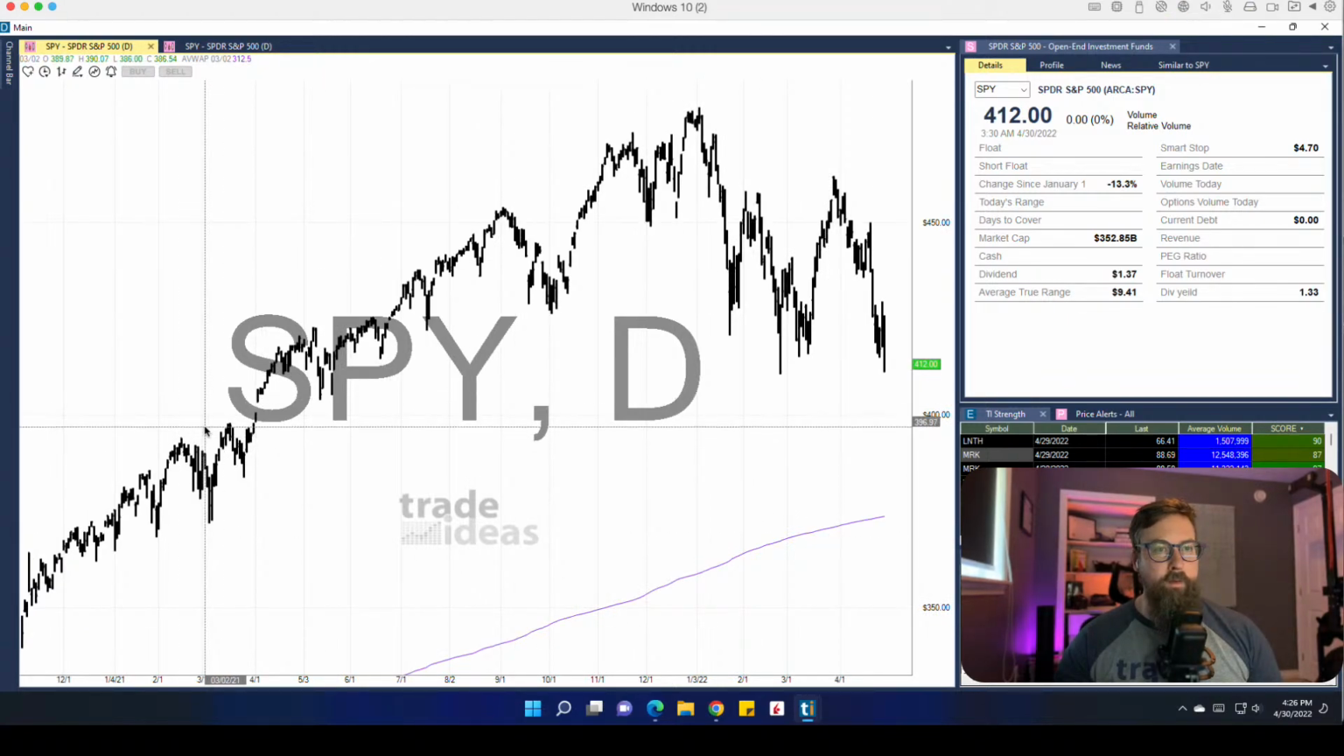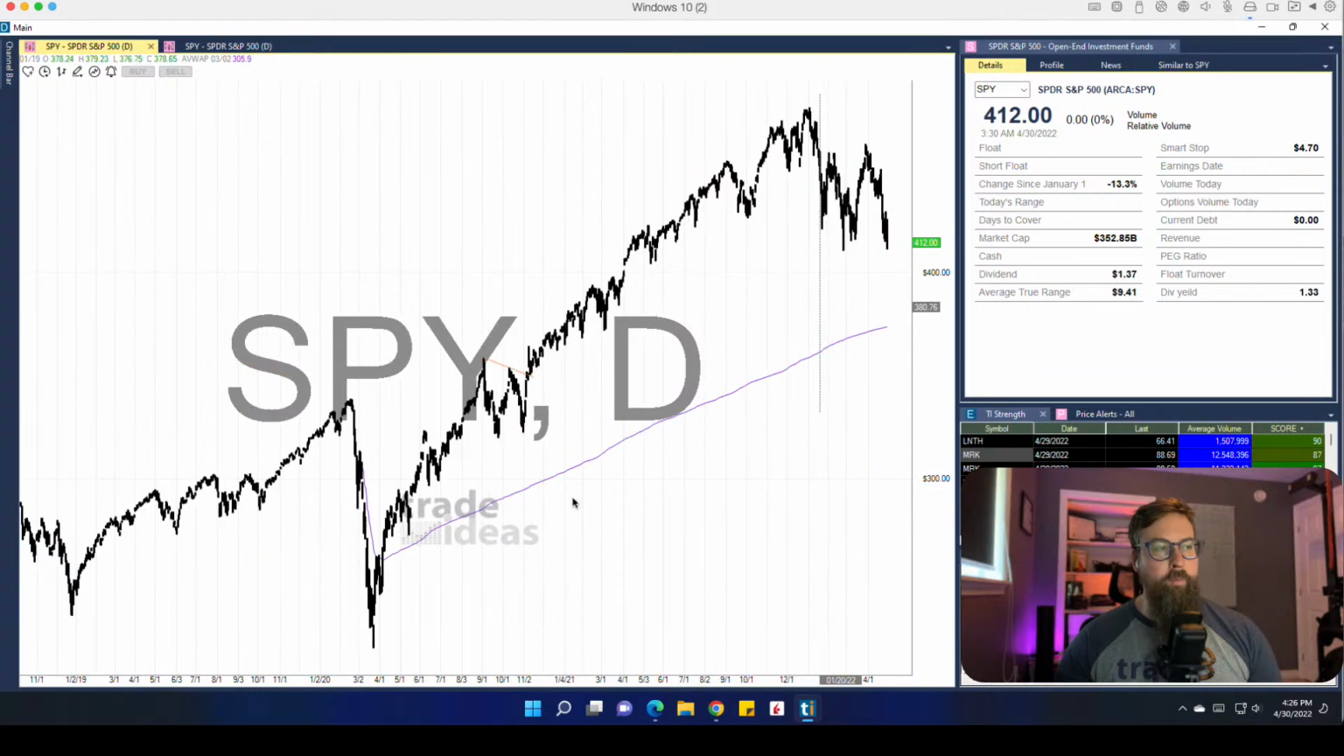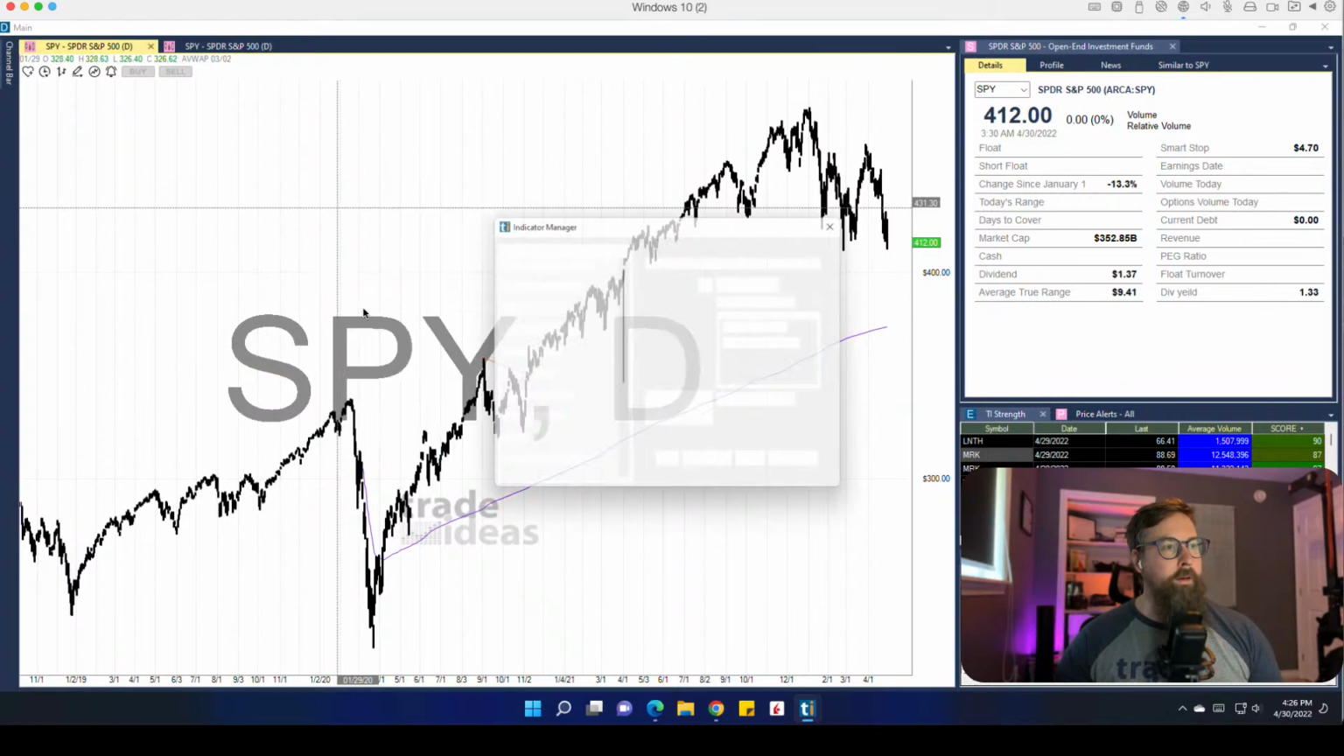What could hold us next? Next, I think, would be this 400 area, which is recent highs back here. And then below that, we've got 375, which was the anchor VWAP from the COVID lows. I can redraw that.